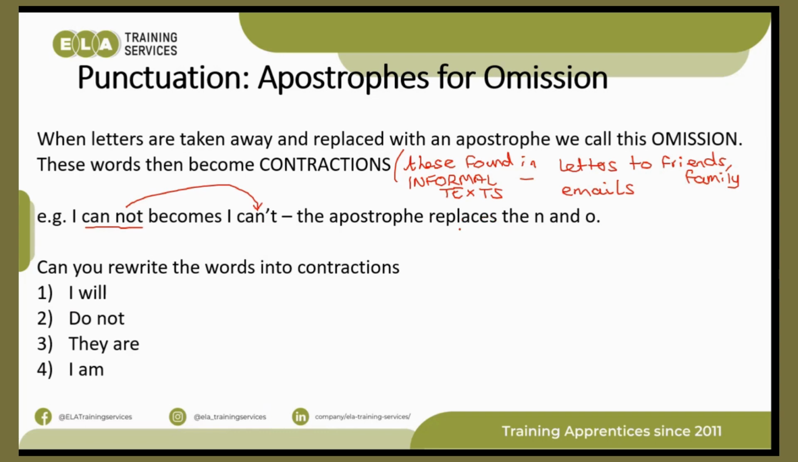Having a look at our words here, where do we think we might need our apostrophe, and what does that word then become? I will becomes I apostrophe LL, and it becomes I'll. Do not becomes don't, so D-O-N apostrophe T. They are becomes they're, so T-H-E-Y apostrophe RE, and then I am becomes I'm, I apostrophe M. And that is what we call apostrophes for omission.